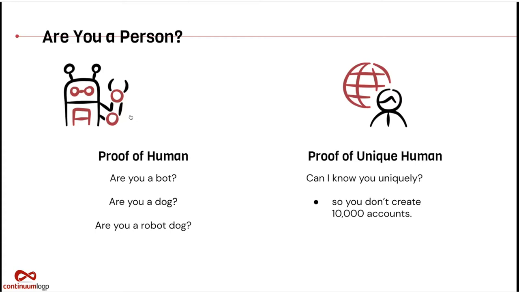But then there's a subtle difference. I may need to know a little bit more. Are you a unique human? Because I'm trying to protect from you creating, and my example here is 10,000 accounts, and one more click. And also I may want to know, have you been here before? I don't want to necessarily know who you are, by name, by driver's license number, by social security number, social insurance number. I just want to know you've been here because I want to help you.